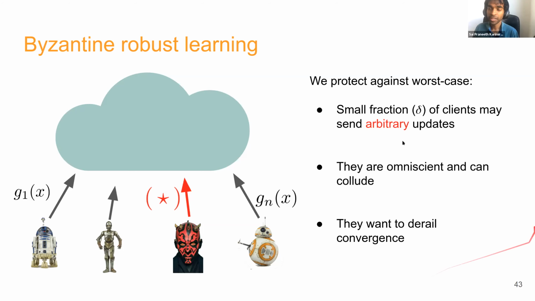And the question is, can we tolerate such Byzantine clients? So a small fraction of clients can send arbitrary updates. We are in the worst case scenario, so we assume that they're omniscient and they can even collude with each other. And the goal is to develop algorithms which are resilient to this.